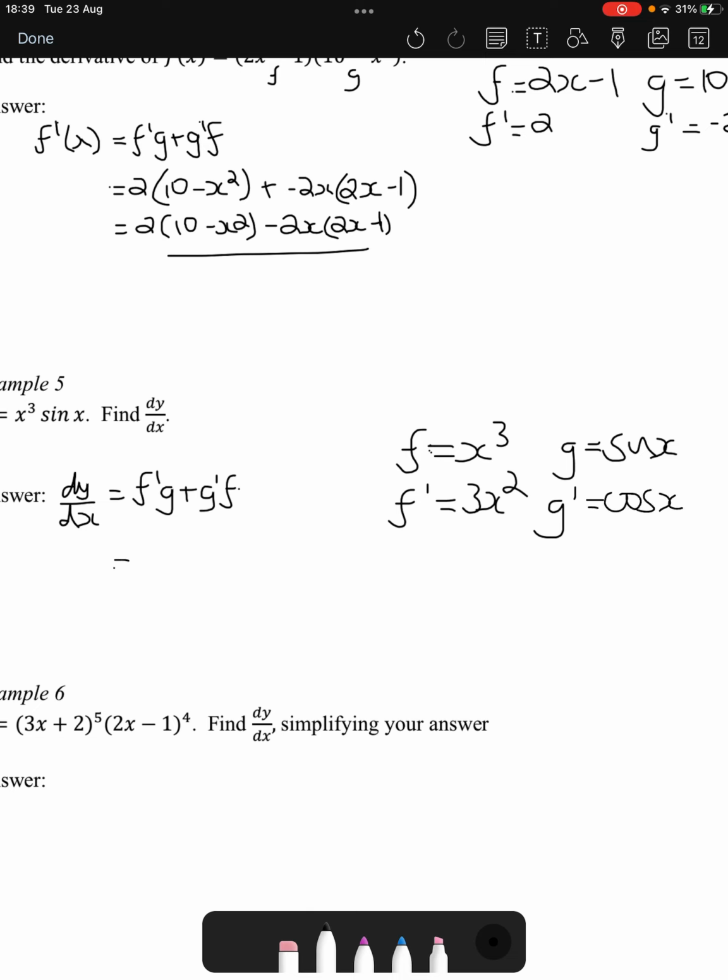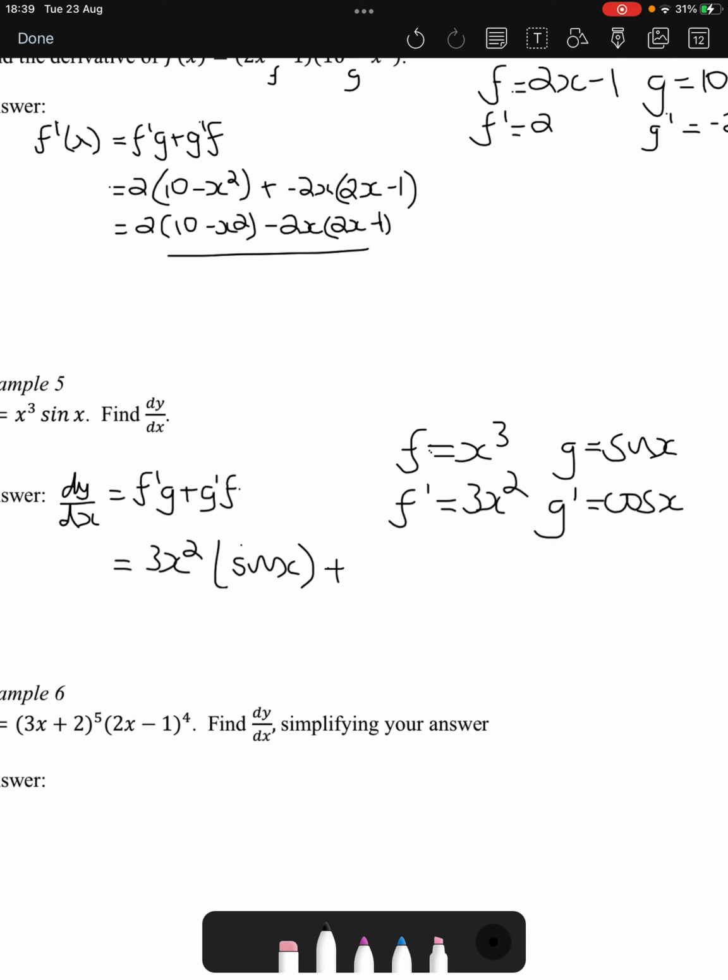So chucking it in. F dashed is 3x squared. Now, you'll see online people use U and V, and I changed these notes to F and G. People use U and V, and people do the order differently. The reason I do it like this is that when we do the quotient rule, which we'll do next, I just think it's easier to remember if I change it slightly, personally.